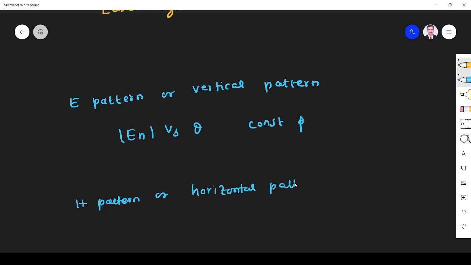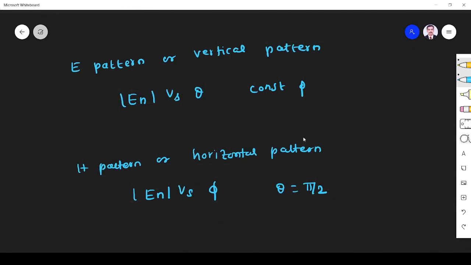We call H pattern the horizontal pattern. It is drawn between En versus phi for theta equal to pi by 2. The antenna is radiating in a spherical nature, so that's why we are using the spherical coordinate system r, theta, phi. Radiation is in the r direction, so theta and phi are varying.